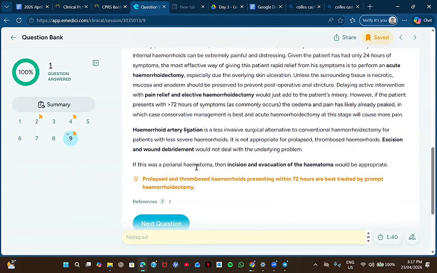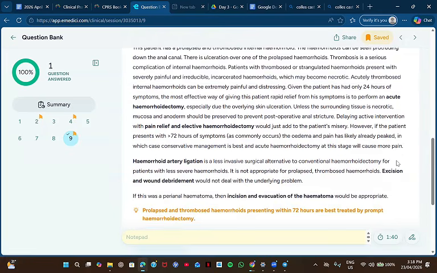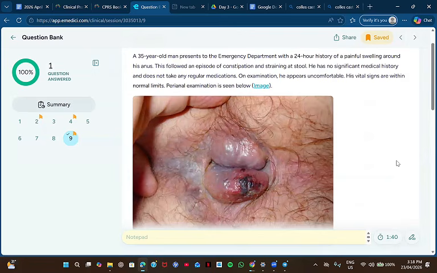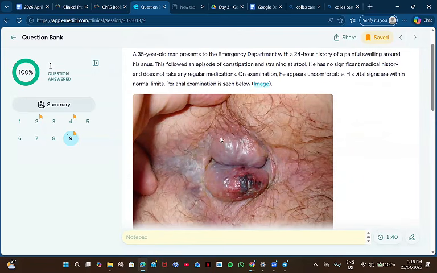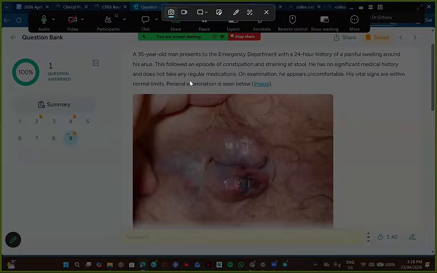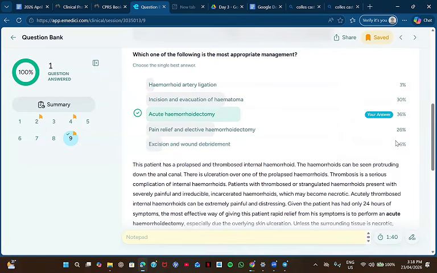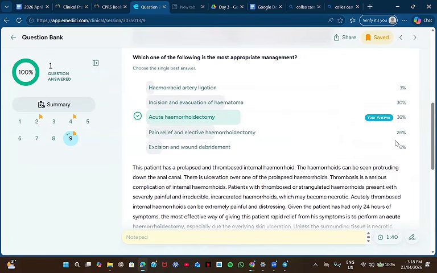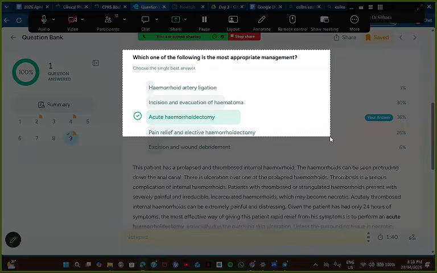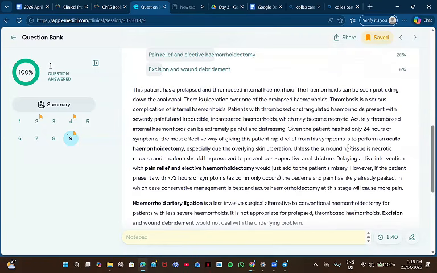So what about incision? If this was a perianal hematoma, then incision and evacuation of the hematoma would be appropriate for the external hemorrhoid, right? External perianal hematoma. It's appropriate to relieve the symptoms. That's all, okay. I'll attack this question again because it's a very important question. I feel like this is the question they have given during the exam week. Right, Dr. Abba? The pattern is very similar.